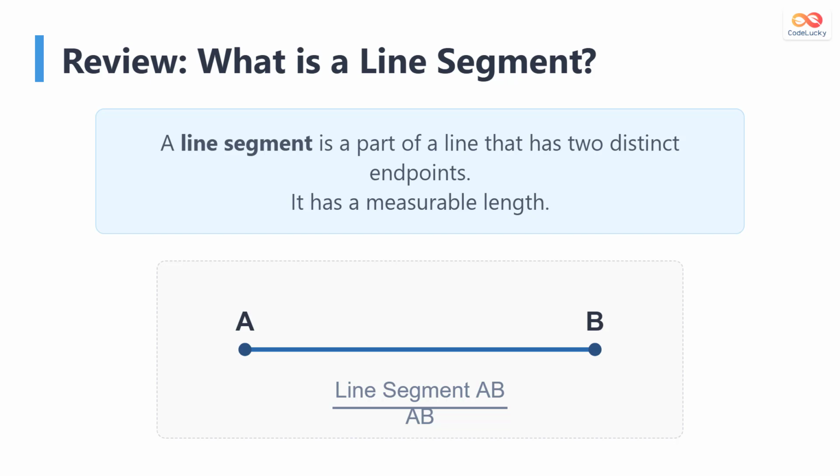Before we dive in, let's quickly review. A line segment is a specific part of a line. Unlike a line that goes on forever in both directions, a line segment has two distinct endpoints. Because it stops at both ends, it is finite and can be measured.